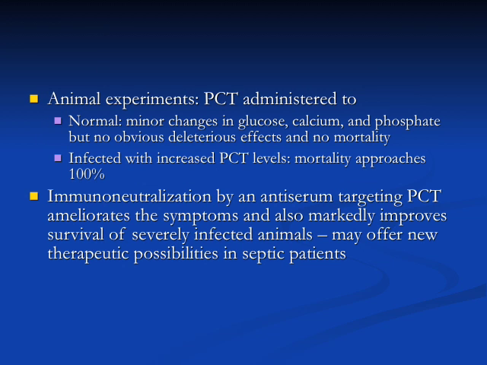In animal studies where procalcitonin was administered to a normal animal host, there were only minor changes in glucose, calcium, and phosphate, but no obvious deleterious effects or mortality noted in this small animal study. In contrast, when procalcitonin was given to infected animals with increased baseline procalcitonin, the mortality rates approached close to 100%. In another animal study, immunoneutralization by antiserum targeting procalcitonin was found to ameliorate the symptoms and also improve the survival of severely infected animals. Just keeping this in mind, it may offer new therapeutic possibilities in our septic patients.